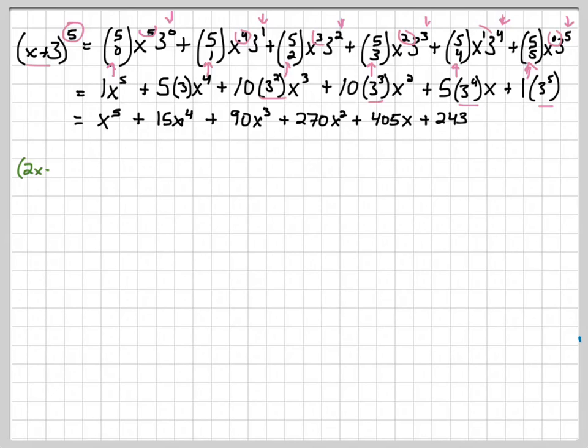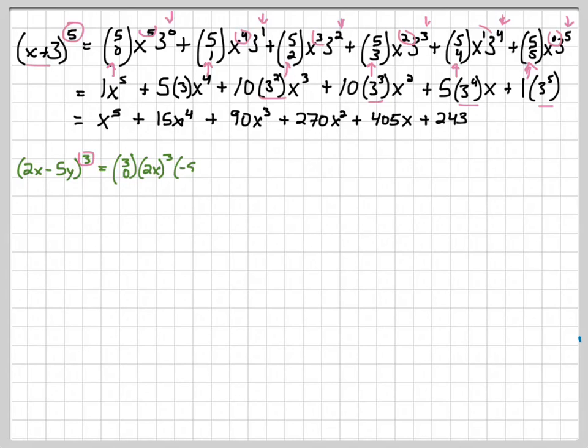So let's look at another. 2x minus 5y, cubed. Alright, we're going to go through the same process, but now instead of 5, we're going to the third power. So we've got 3 of 0. Our 2x is going to go to the third power.